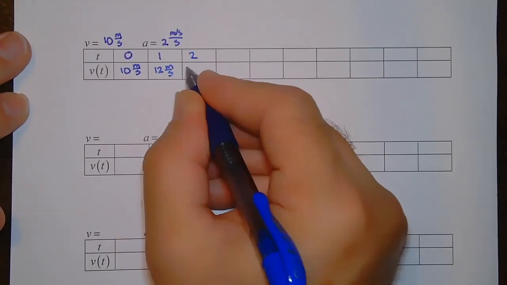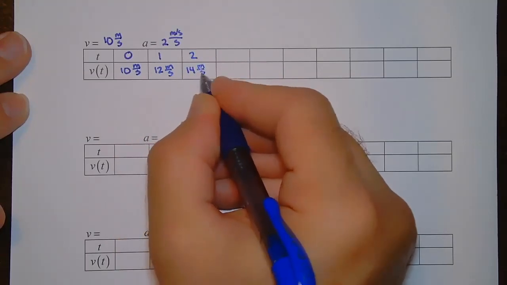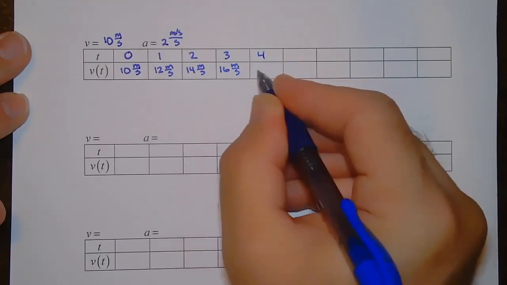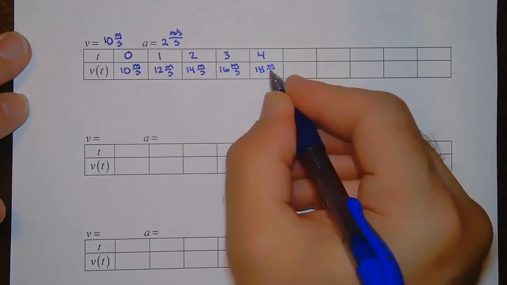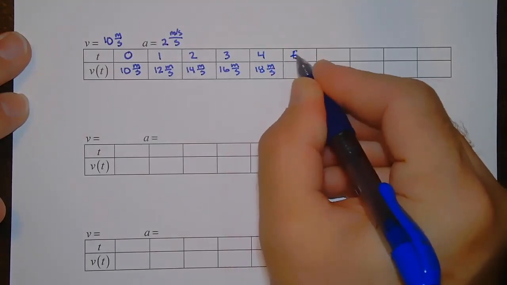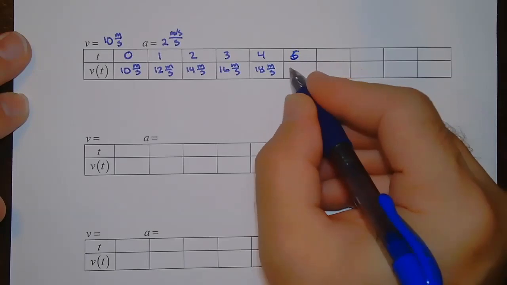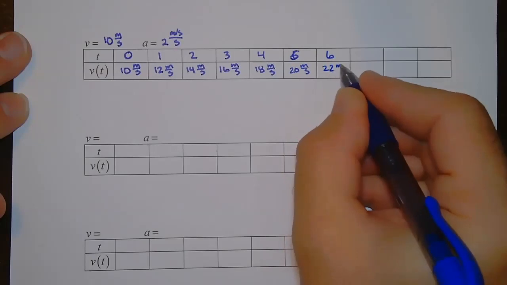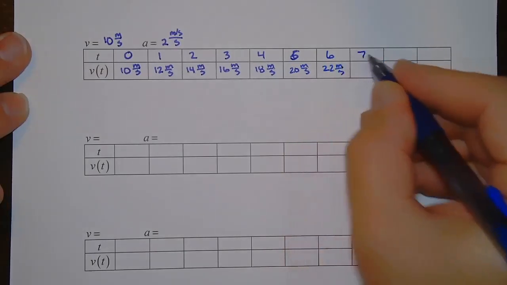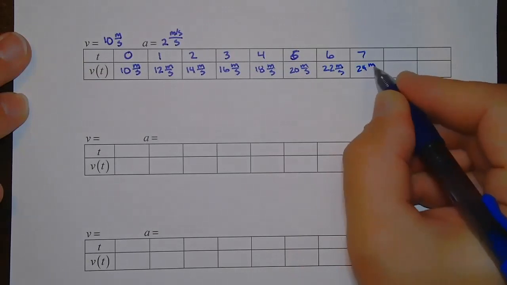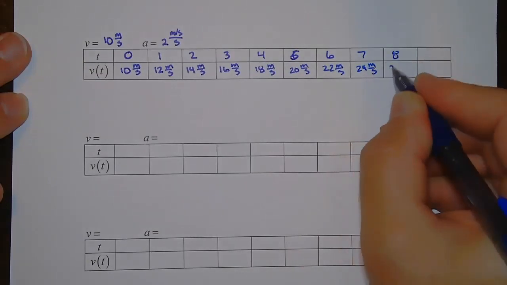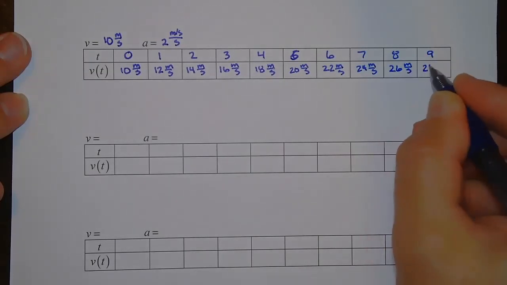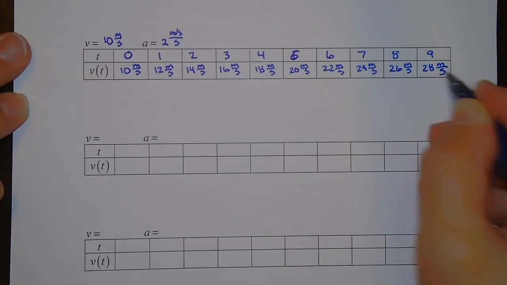At 2 seconds, we'd be at 14 meters per second. At 3 seconds, 16. At 4 seconds, 18. At 5 seconds, I almost wrote 6, we're at 20 meters per second. At 6 seconds, 22. Every second, we're adding 2 more, right? 7 seconds, 24 meters per second. 8 seconds, 26. And at 9 seconds, we're at 28 meters per second.